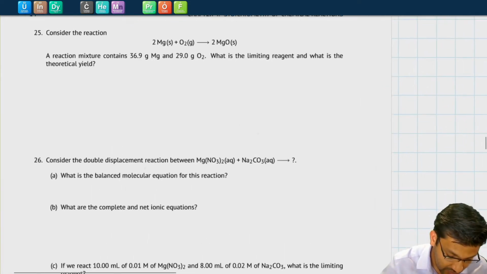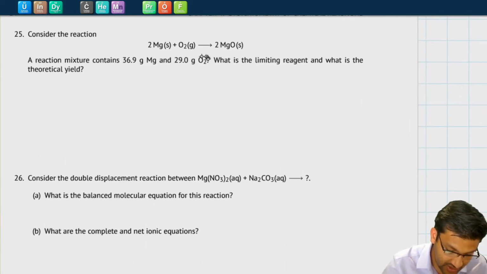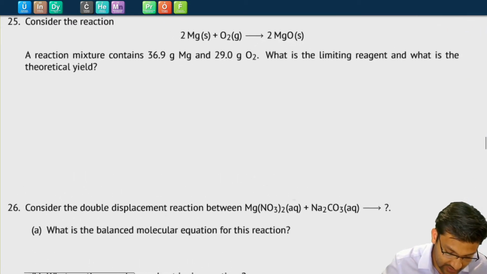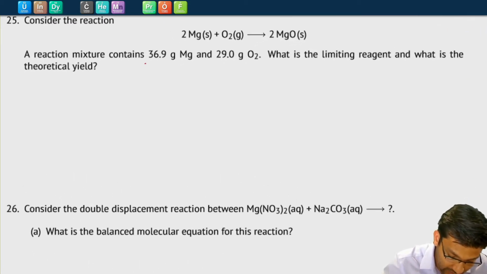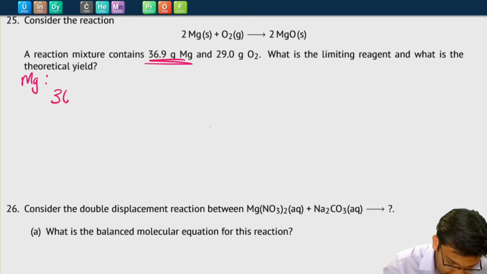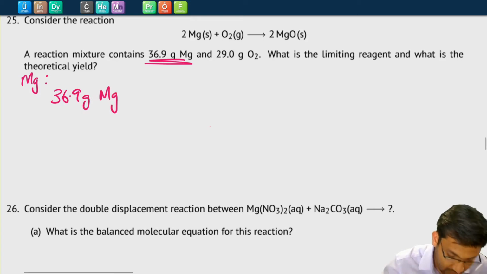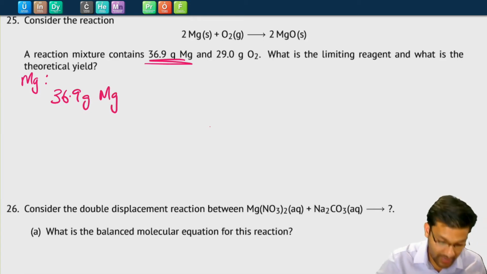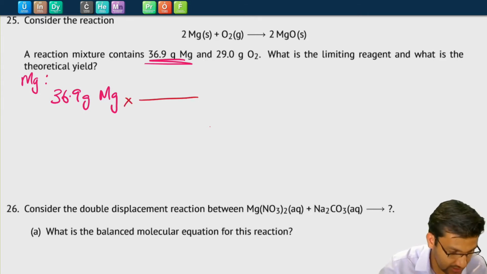Okay, let's look at number 25. We have magnesium and oxygen to form magnesium oxide, and we start with 36.9 grams of magnesium and 29.0 grams of oxygen. Again, what's the limiting reagent and the theoretical yield? Let's start with our magnesium.